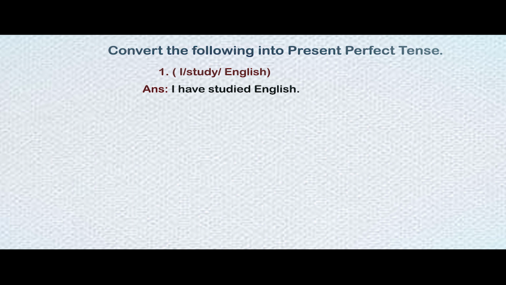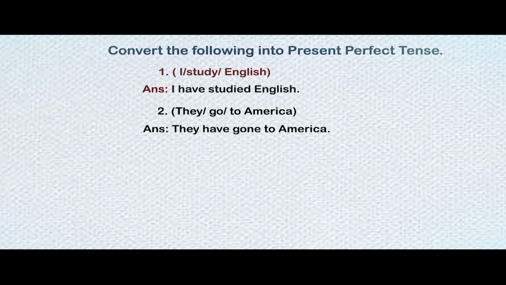Now the next activity, let us do it together. "They go to America." How would you convert this into present perfect tense applying the rules? The rule says subject plus have or has plus the past participle form of the verb. Now, "they go to America." The present perfect form is "they have gone to America."